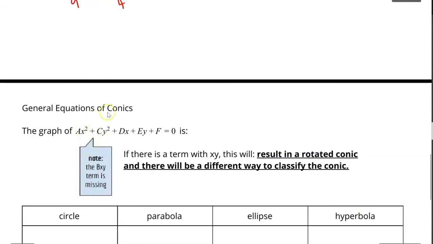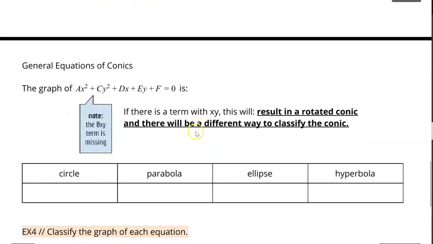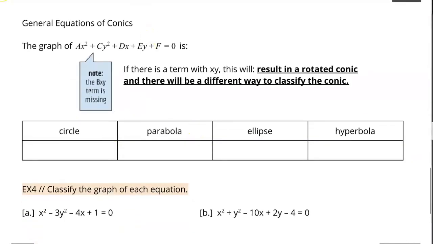Notice that B is missing. We just have A, C, D, E, and F. What the BXY term does is rotate our conic. This is that optional section we're going to do, in section 10.5. If the BXY term is there, it will rotate your conic, and there will be a different way to classify it. This method won't work, but we'll get to that when we talk about that section.